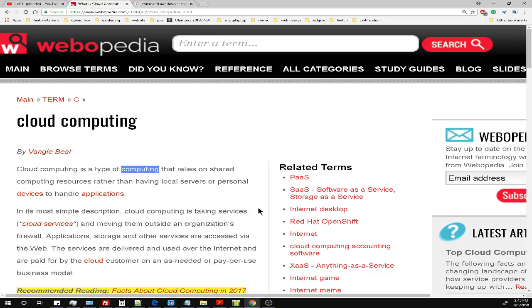Cloud computing is a type of computing that relies on shared computing resources rather than having local servers or personal devices to handle applications. In its most simple description, cloud computing is taking services, cloud services, and moving them outside an organization's firewall. Applications, storage, and other services are accessed via the web. The services are delivered and used over the internet and are paid for by the cloud customer on an as-needed or pay-per-use business model.